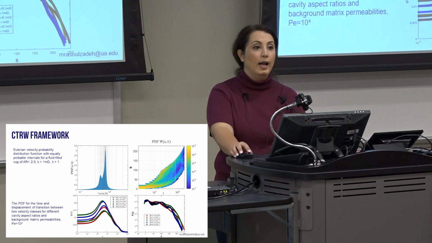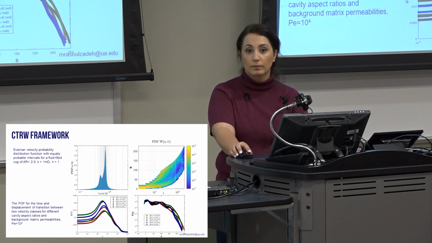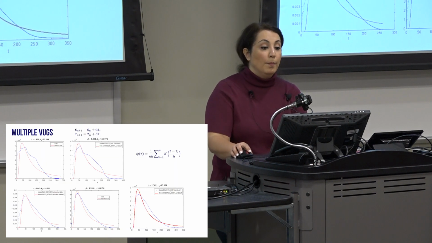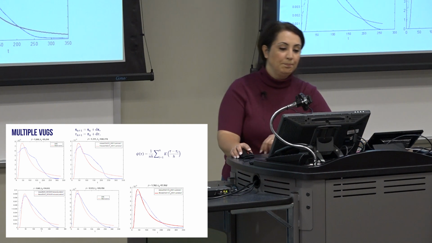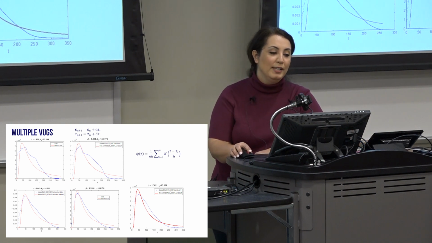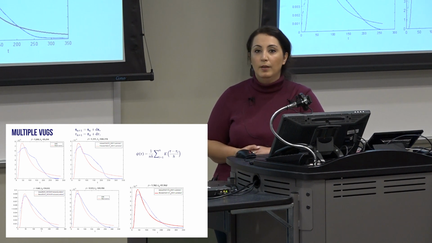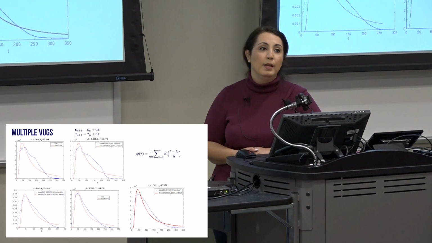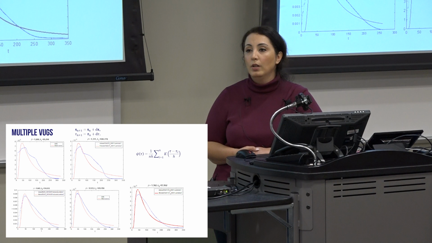Here it shows how the velocity is distributed in the medium, and I had a specific method to extract the displacement and time transition PDFs. For multiple VOGs, as you can see here, none of the psi of tau functions, which I forgot to write here, these are the time transition PDFs, none of them match with the truncated power law. I tried to match them with a truncated power law functional, and none of them matched.